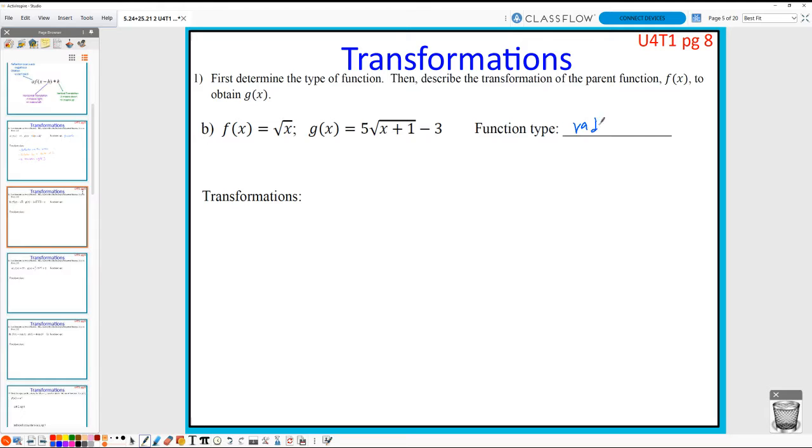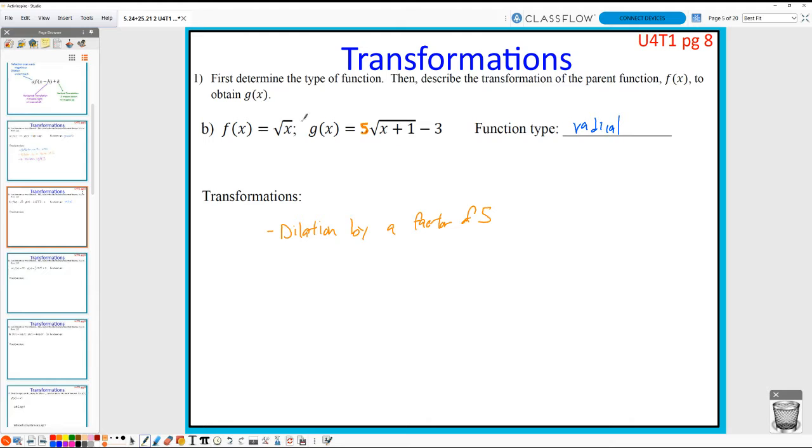Here I do have a square root, or a radical. I'm going to call this a radical for now, and again, radical is this symbol right here. I do have a 5 in front of everything. Again, my main function is square root of x, and the square root of x is over here. So this is going to tell me there is a dilation by a factor of 5.